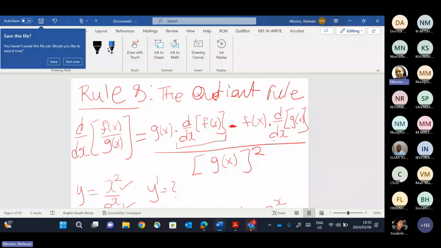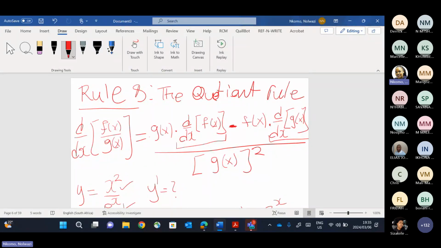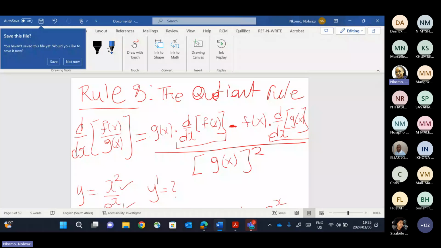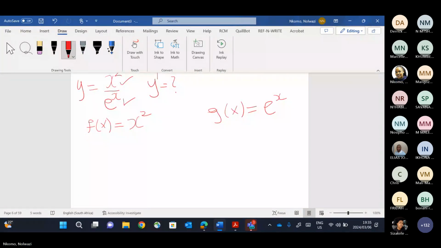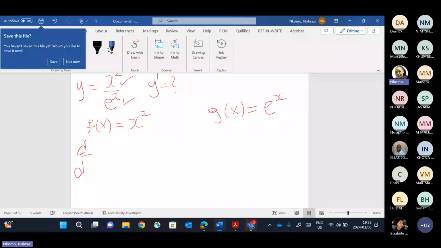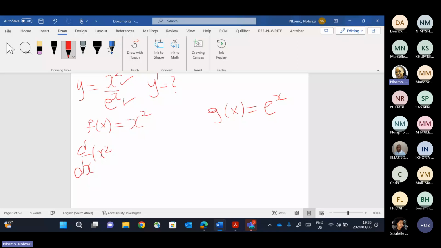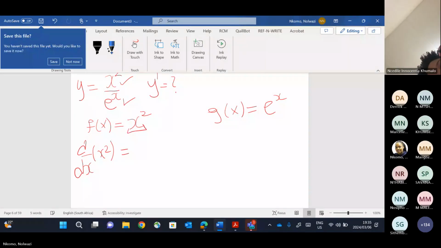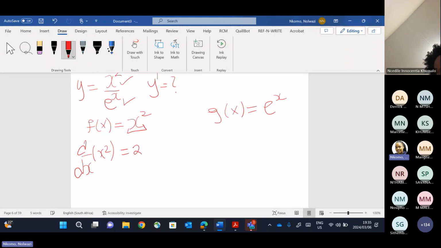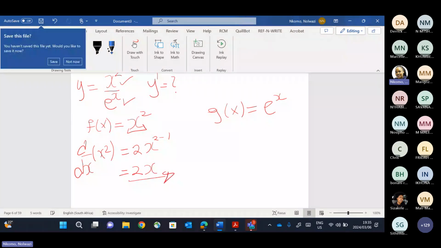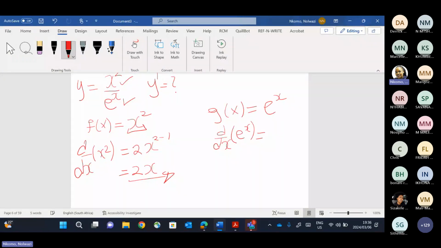But for us to use the quotient rule, we need the derivative of f and the derivative of g. Let's find their derivatives. The derivative of f, which is d over dx of x squared, we use the second rule, x to the power n. So we'll have 2x to the power 2 minus 1, which is 2x. Then d over dx of e to the power x: if we differentiate e to the power x, we find e to the power x.